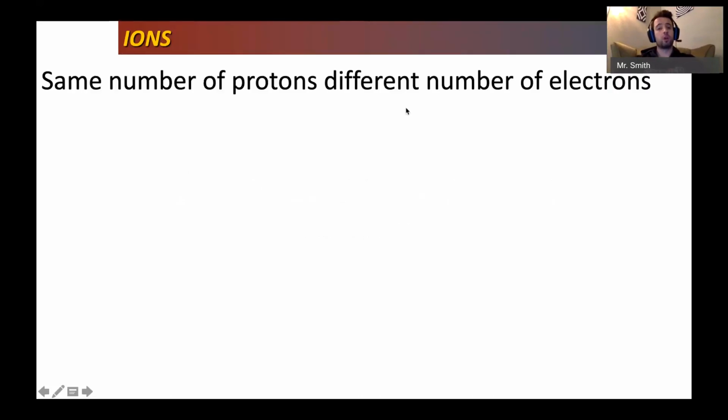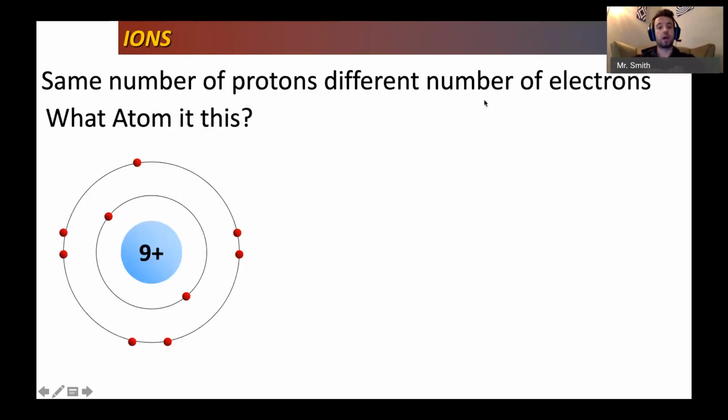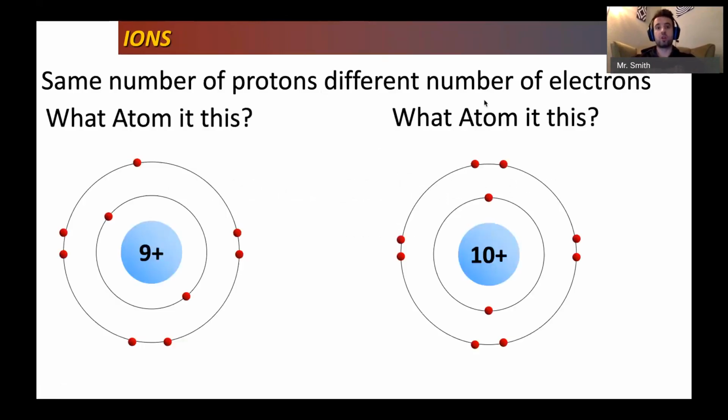Okay, so brief review here. Ions have the same number of protons, but a different number of electrons. Here I have two atoms. You'll notice that the electrons, the little red things on the outside, are the same as my number of protons. So I have 9 dots and a 9 plus: 9 electrons, 9 protons. Over here, 10 plus and 10 electrons. These are both called atoms because they don't have differing numbers of protons and electrons.